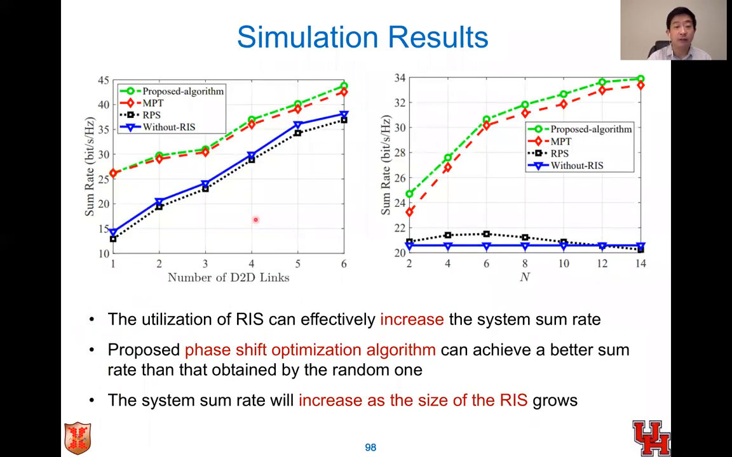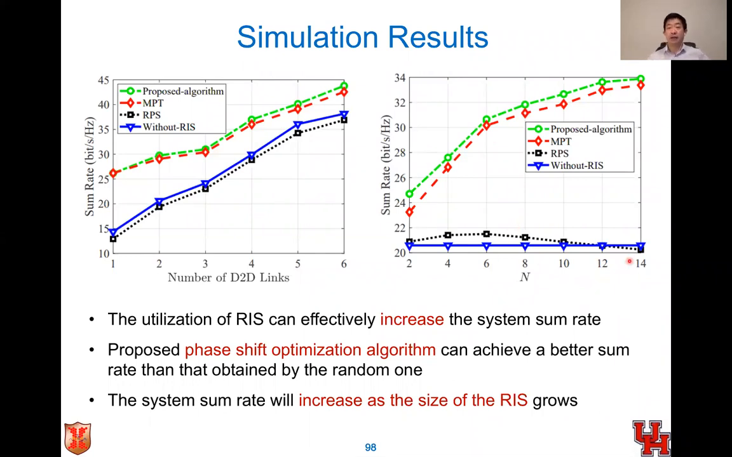And here we show the result. This is the number of D2D links. This is the sum rate. And then the proposed algorithm performs better than the one without RIS or the other algorithm. And here the sum rate against the number of antennas for RIS, and we can show that the proposed algorithm's sum rate also increases with the number of RIS antennas.